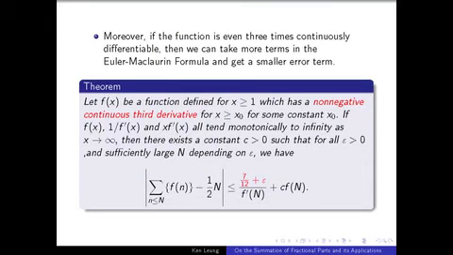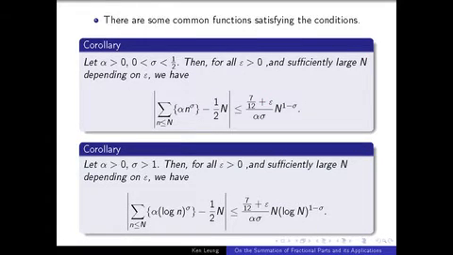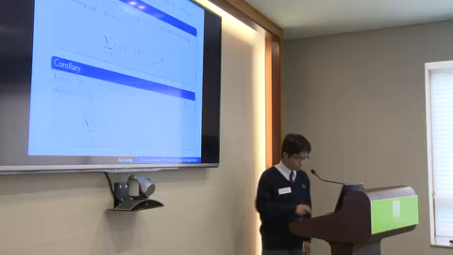Moreover, if the function is even three times continuously differentiable, then we can take more terms in the Euler-Maclaurin formula and get a smaller error term. So here the implied constant is smaller, and that's 7 over 12 times epsilon. In fact, there are some common functions satisfying the conditions. Here are two corollaries for some small power functions and certain powers of log.